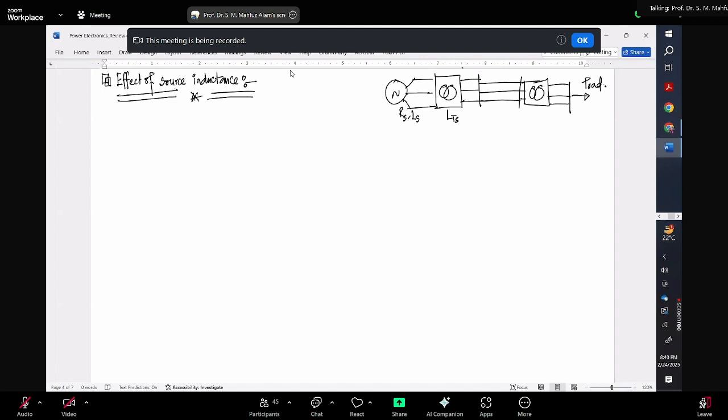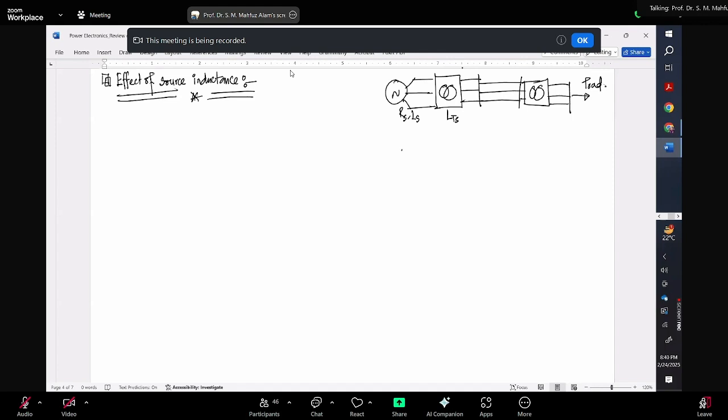Before, when we were discussing the half wave rectifier or the full wave rectifier, we didn't consider the source inductance. Now we will rethink how this source inductance might change the output waveform for a half wave rectifier or full wave rectifier. Firstly, let me consider a half wave rectifier circuit.